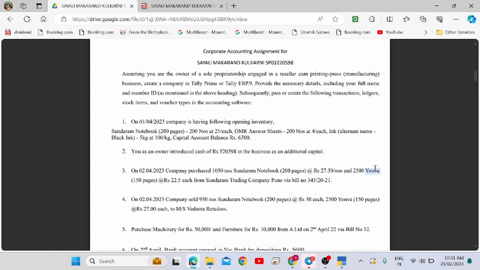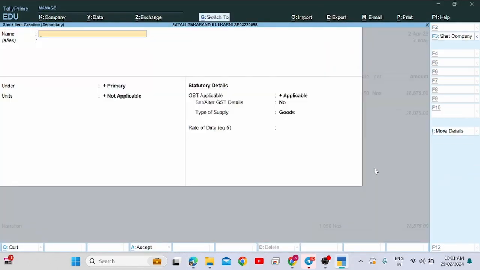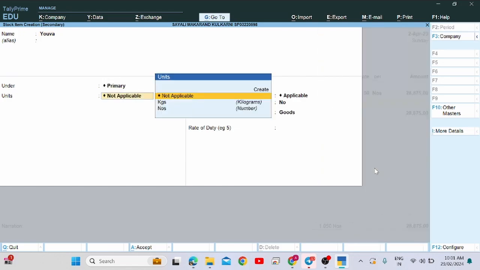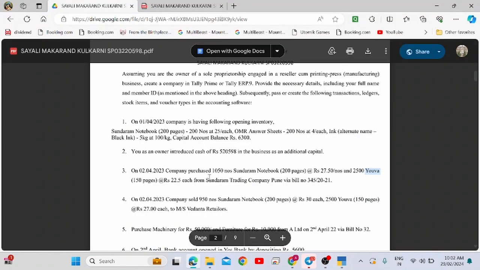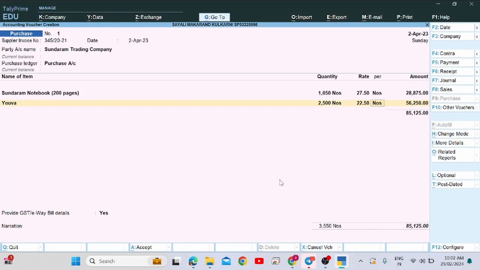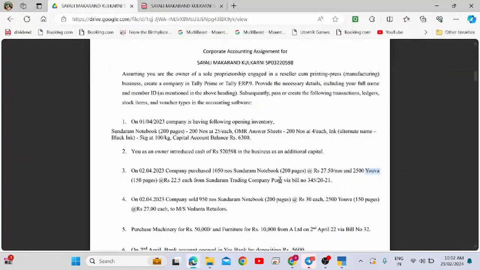Then if you don't have, as I said, you can press Alt+C, Ctrl+V, primary, and this is in numbers, enter, created. How many? 2500, and at what rate? 22.5, say 22.5, enter. You should have the habit to press Alt+Tab, then Ctrl+C, Ctrl+V. Yes, these buttons you require so many times in the project. Therefore try to practice these buttons, and then enter, accepted. Purchase entry is over.